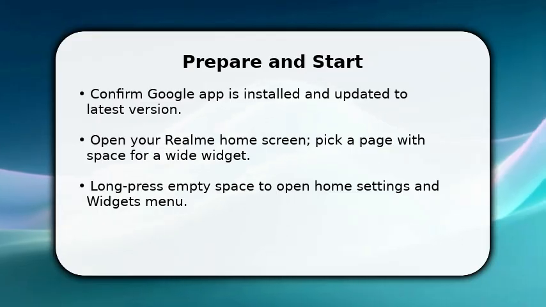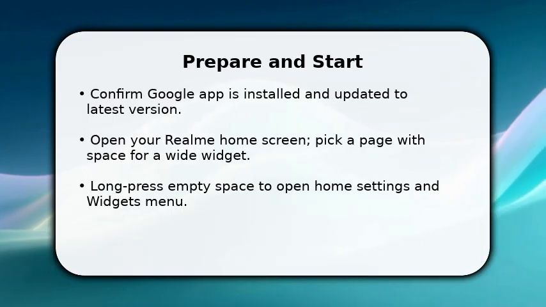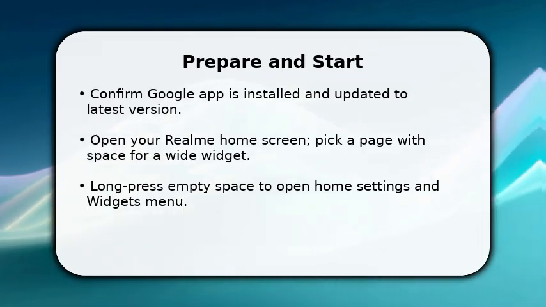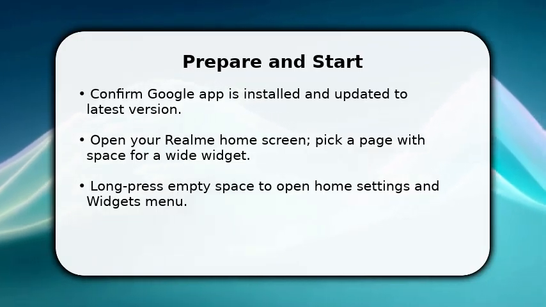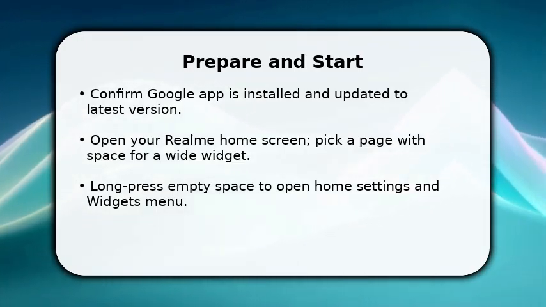You start by making sure the Google app is present and updated. That app provides the search bar widget. Once done, go to the Realme home screen and find a blank area. This saves time and avoids moving icons later.